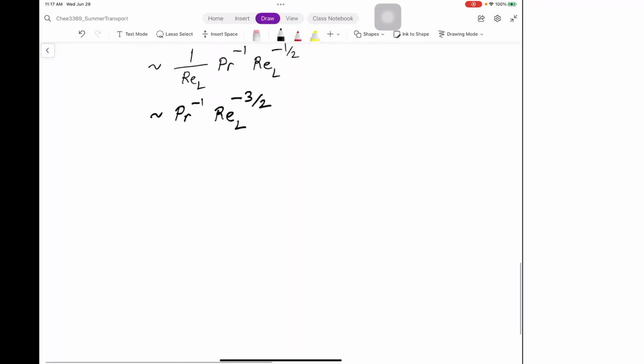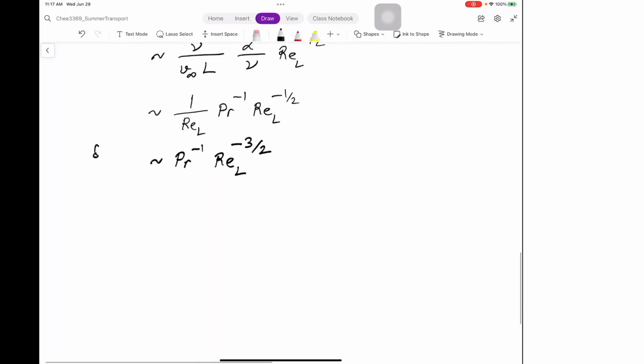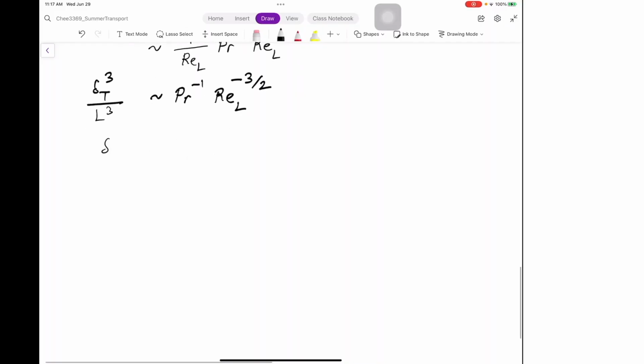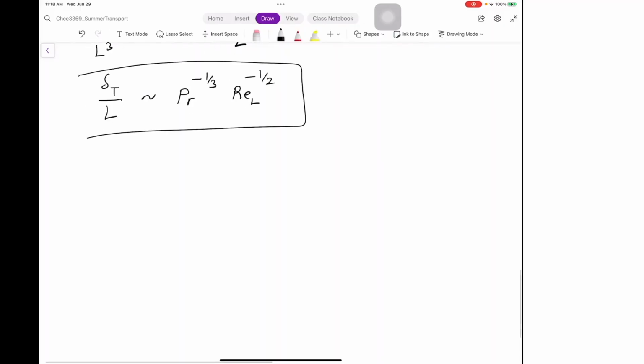Okay, now, long story short, you have this delta T cubed over L cubed. But if you want to get the delta T over L, instead of the cube of it, that's going to scale with the 1/3 power of the right hand side, which is Prandtl number -1/3 times Reynolds number L to the power 1/2. Awesome. What a beautiful relationship, right?